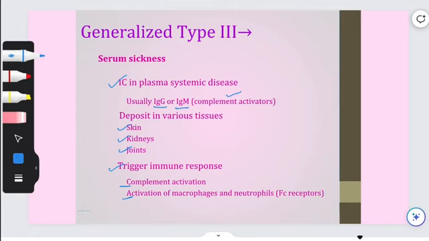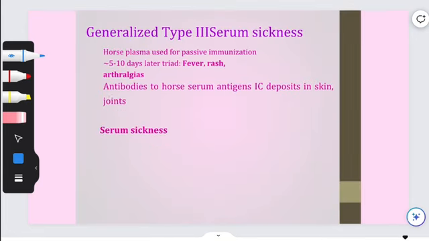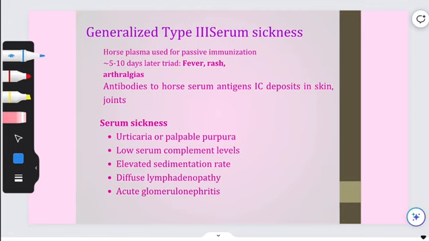Once they are deposited, they trigger immune responses from complement activation, and in addition, they activate macrophages and neutrophils via their Fc receptors, which serve to bind to these cells. A long time ago, doctors would take horse plasma or horse serum from horses that had been exposed to diphtheria and scarlet fever, and they would administer the serum to human beings in an attempt to passively immunize them against those infections. What they saw is about 5 to 10 days later, the people who received the horse serum would develop a classic triad of fever, rash, and arthritis.